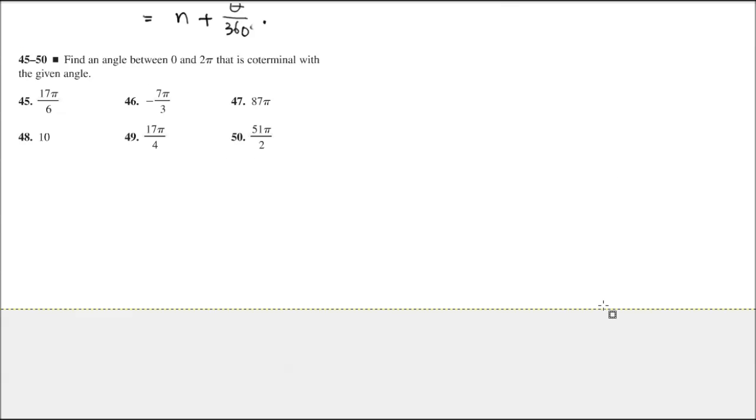Apply the same thing we did. So here, same thing. Find an angle in between 0 and 2 pi. Isn't that the same thing? 0 degrees and 360 degrees, right? Good? Yeah. So let's try 10. 10 is not big, but we're going to pretend as if this is like 1,000, right? Right, let's do number 48 together.